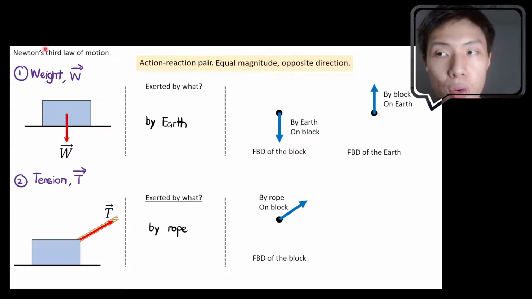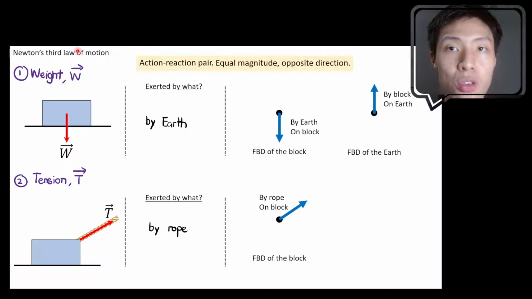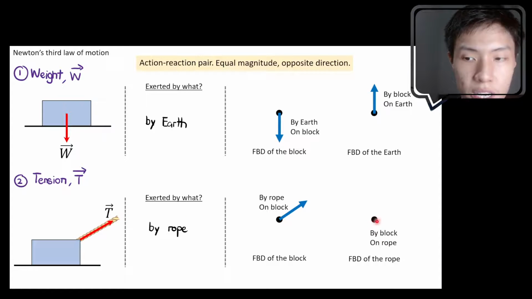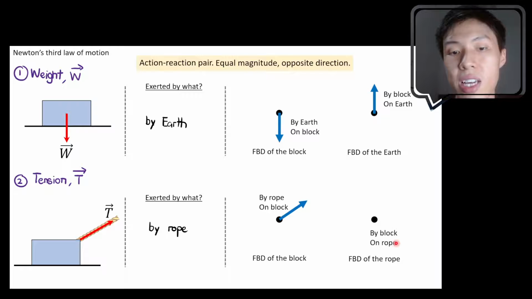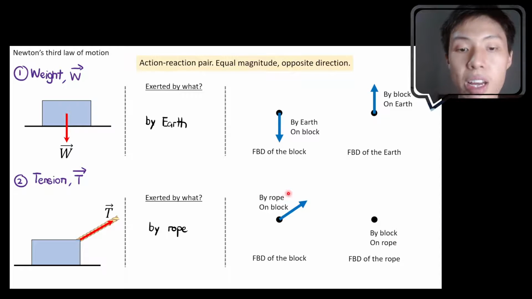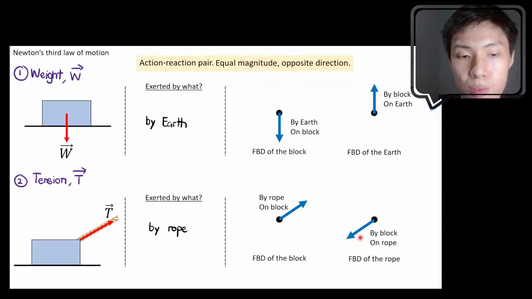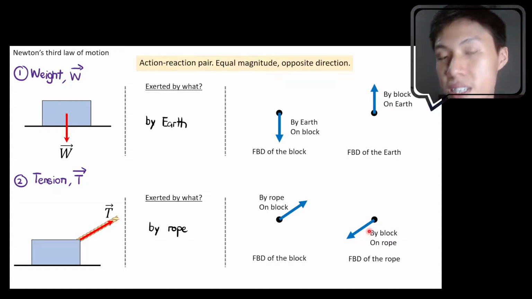Now if you know about Newton's third law of motion, you know that if we draw the free body diagram for the rope, where this dot represents the rope, then you expect a force by the block on the rope, because all forces exist in pairs. If you have a force by rope on block, you should also have another force which is by block on rope. And this force should be in the opposite direction, so you should expect it to be pointing this way. So what is this telling us?